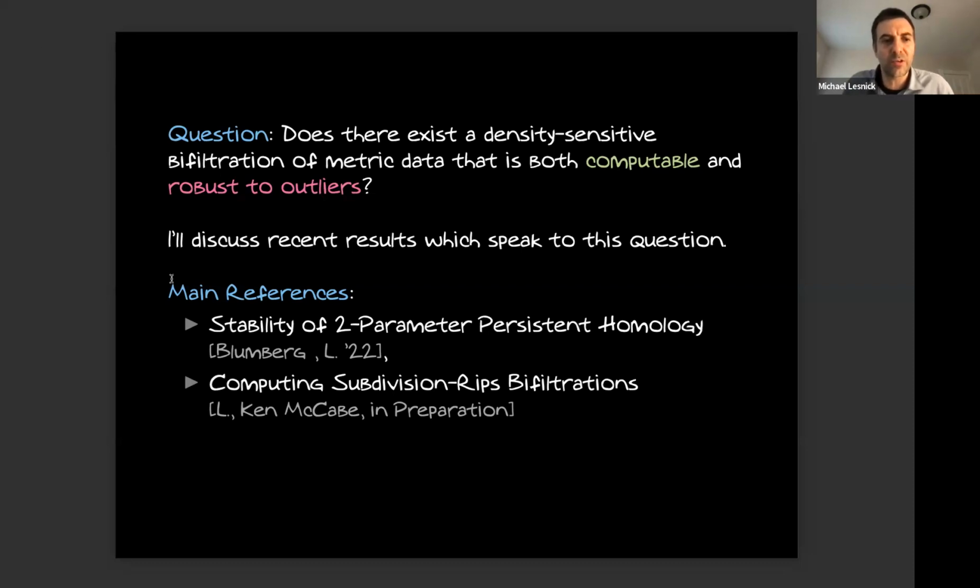I'm going to be discussing a number of references, but the main references are first a paper that I wrote with Andrew Bloomberg called The Stability of Two-Parameter Persistent Homology. This treats the robustness question. And then I'll also be talking about joint work with a PhD student at UAlbany named Ken McCabe on subdivision RIPS bifiltrations. Ken has been a PhD student at Albany for only about a year, but he's already really off to the races in research and has made some good progress. I'm excited to tell you a little bit about what he's been doing and what we've been doing together.